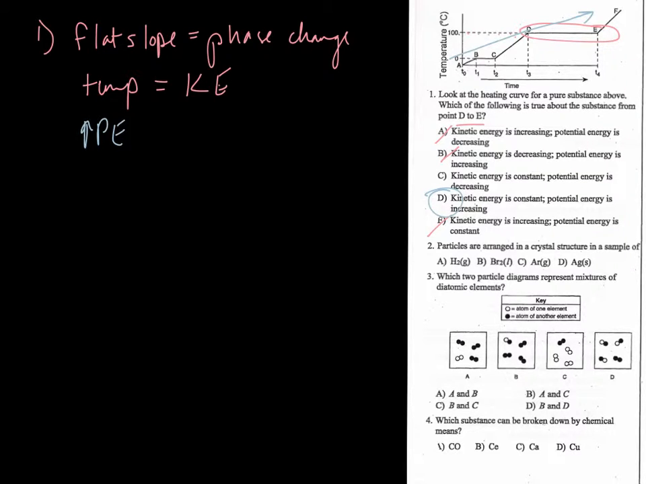Okay, number 2. Particles are arranged in a crystal structure in a sample of... Now if you notice, there's a gas, a liquid, gas, and a solid. So crystal structure kind of indicates some order. So that's choice D, solid. So solids are the most orderly.